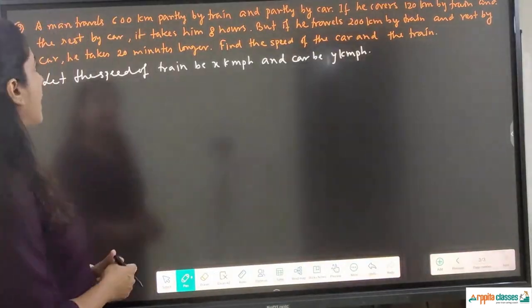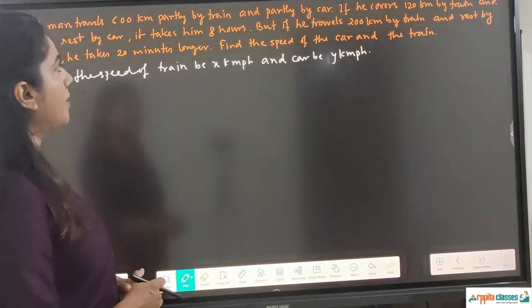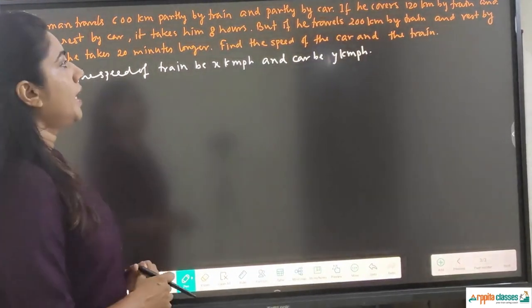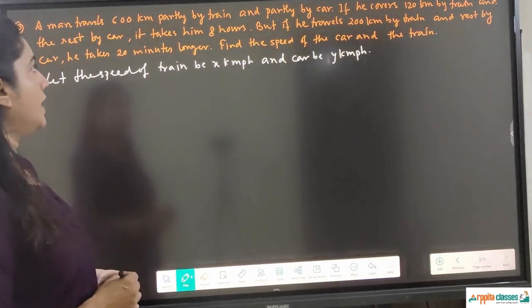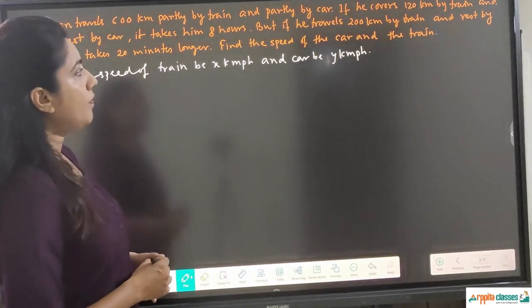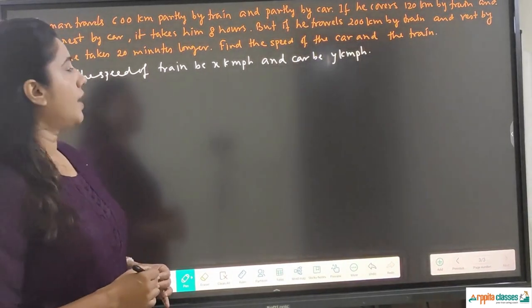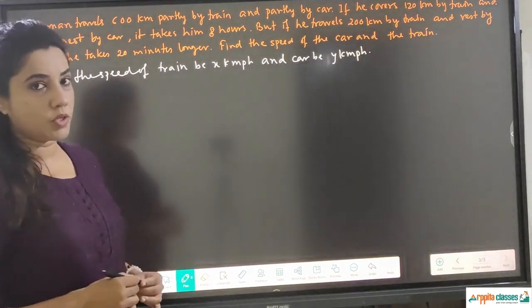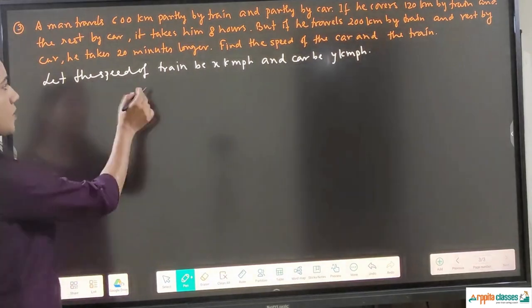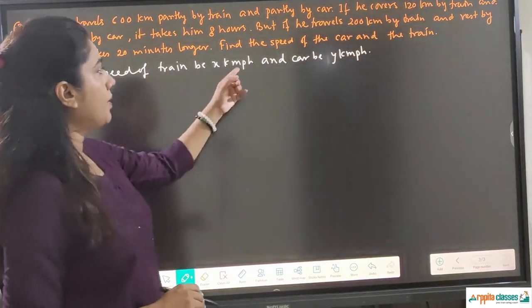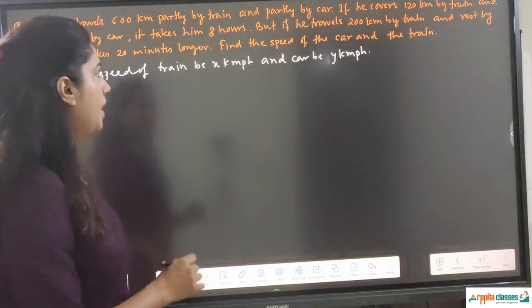The next question is, a man travels 600 kilometers partly by train and partly by car. If he covers 120 kilometers by train and the rest by car, it takes him 8 hours. But if he travels 200 kilometers by train and rest by car, he takes 20 minutes longer. Find the speed of the car and the train. So we have considered the speed of the train be x km/h and car be y km/h.